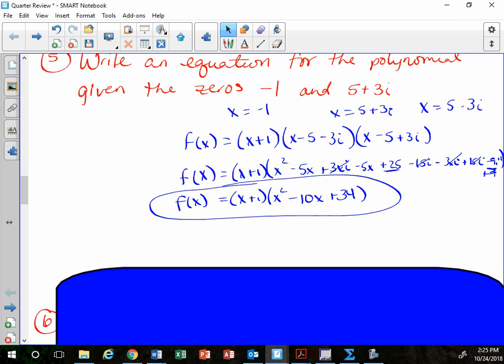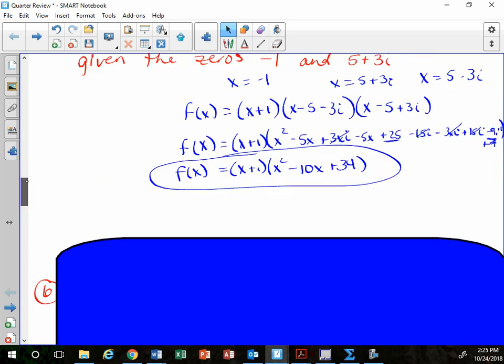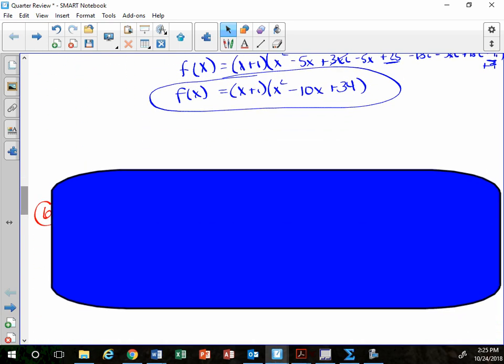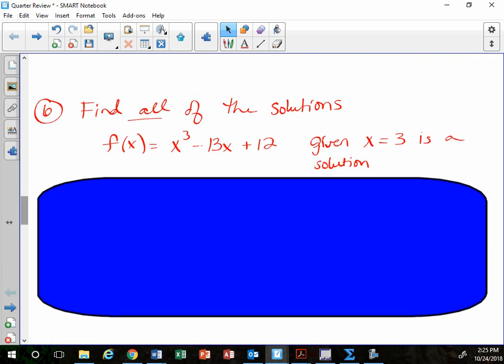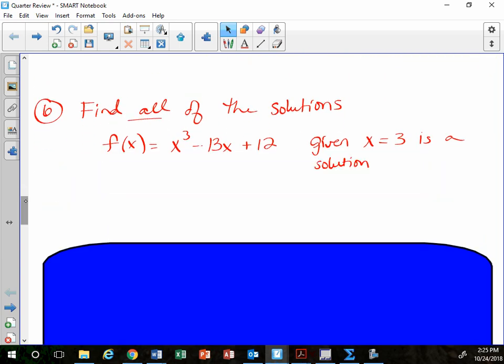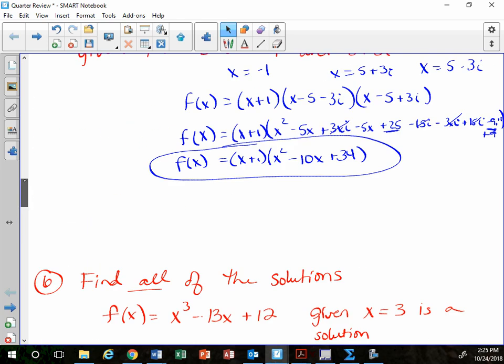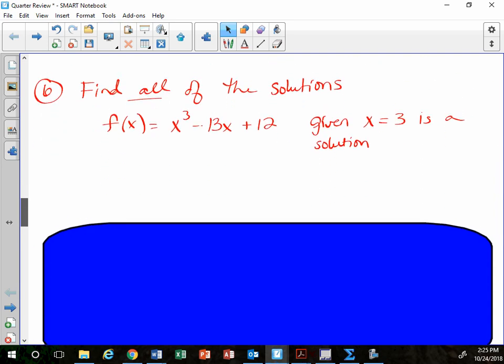Oh, so you have to put them in parentheses and then put the x plus 1 in front. Yes, because if you're actually writing the equation for the polynomial, you need that other factor in there too. You just want to make sure you have that first part. Alright, next one.